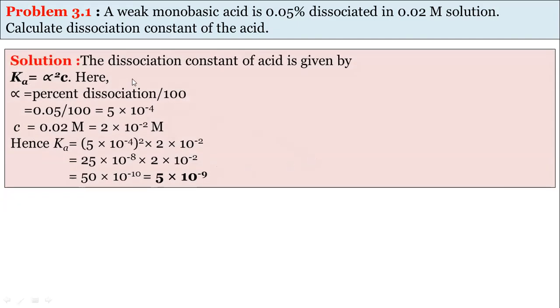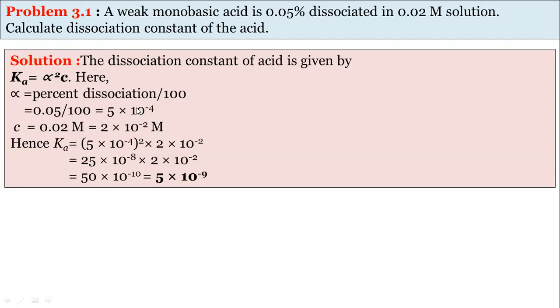The dissociation constant of a weak acid is given by Ka is equal to alpha square C. We already know this equation. Here alpha is percent dissociation, remember, because it is given in percentage. So alpha is equal to percent dissociation divided by 100. So 0.05 divided by 100 is equal to 5 into 10 raised to minus 4.